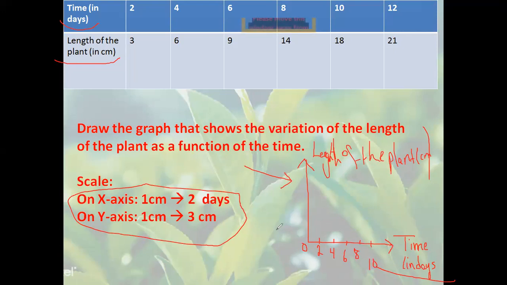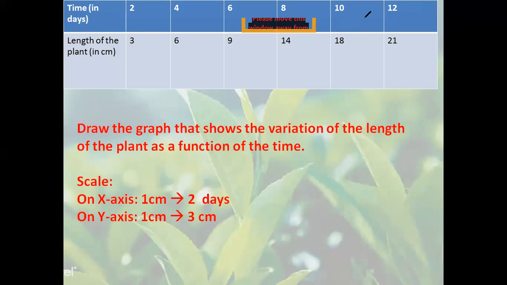And on the y-axis, 1 centimeter is 3 centimeters. So here we have to move 3 by 3: 3, 6, 9, 12, and so on. Now let's move to this graph.